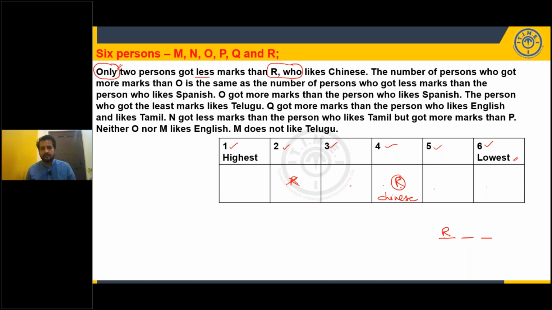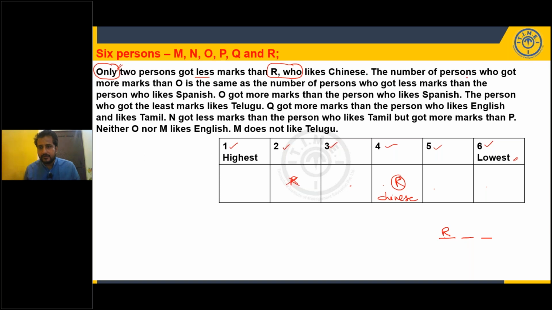If the order is lowest to highest, then it will be completely different. R will not be in this fourth position. R will be in the third position, and these two will be the ones who scored lower marks than R when the order is lowest to highest. It means before R will be 2 when lowest to highest. When highest to lowest, after R will be only 2. Please understand the terms. So that's why the order which we take is very important. You have to prescribe one order, like highest to lowest or lowest to highest. Now what is given next?